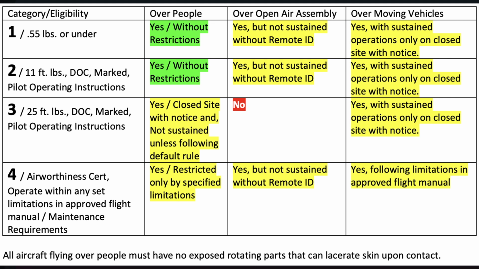So over moving vehicles, yes, you can take a 0.55 or below aircraft and fly it over moving vehicles with sustained operations, but only on a closed site with notice. So you can fly over them moving on the street. But if you're going to stay sustained over the top of a vehicle, that can only be done on a closed site and with the occupants of the vehicle notified that they are part of this situation where they're going to be underneath an aircraft that is flying over them sustained.